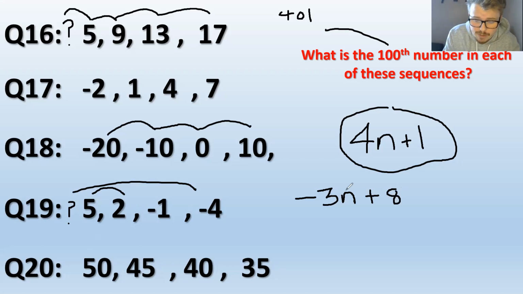Okay, so I've got my expression, -3n plus 8. So just replace n with 100. So -3 times 100 is -300. -300 plus 8 equals -292. I apologize.